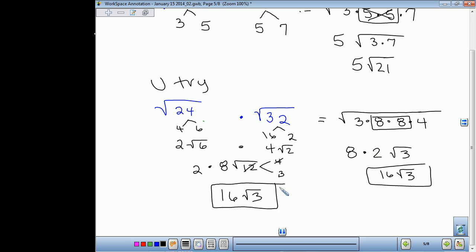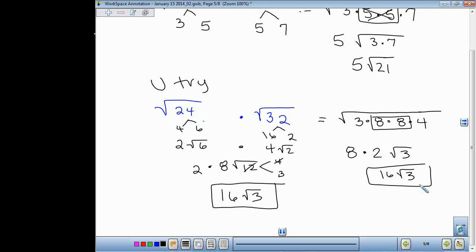Okay, so did you have to do it this method or this method to get the right answer? No! There are lots of ways. As long as you make sure your radical will not divide by a perfect square. There's not a perfect square that will divide into what's under your radical.